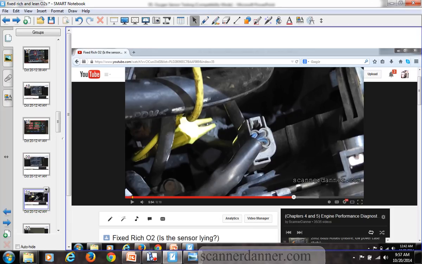Same car. Check the wires, check the heater. I have a confirmed O2 problem, right? Is it time to change the sensor, or should we finish and check the wiring? Heater power, heater ground, signal ground. This is what I'm doing. Watch the video for the rest of it. I'm just pointing that out.